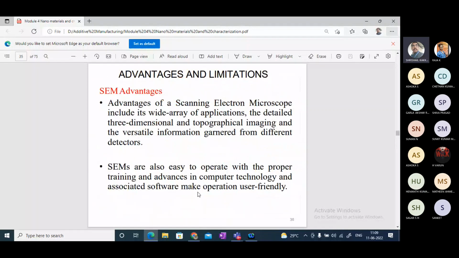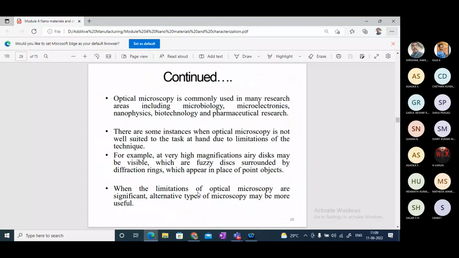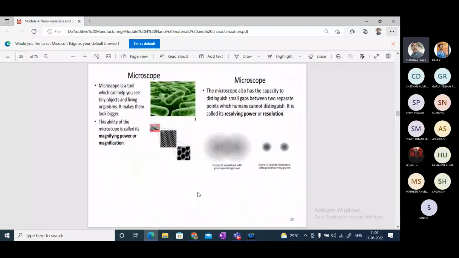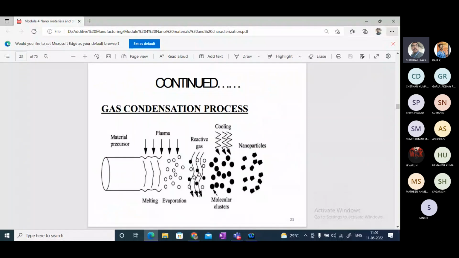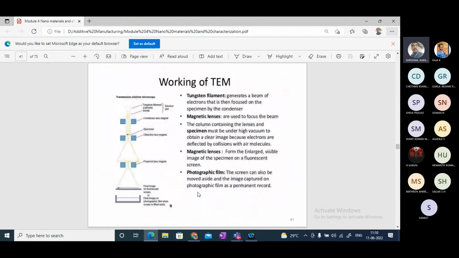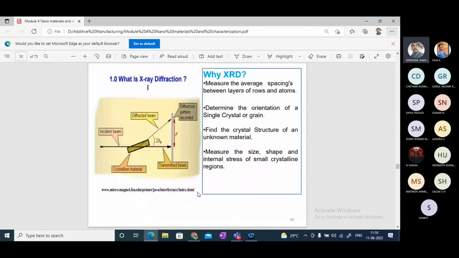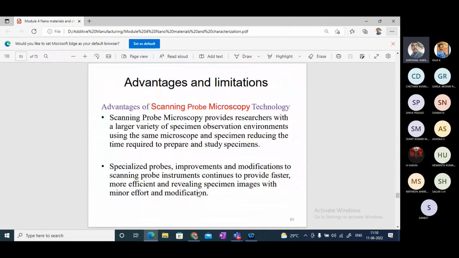Okay, and another one is SEM, scanning electron microscope. And another important one is the chemical vapor condensation process. Okay, and all these you have to remember. So my job has become very simple to show you. You need to go through all these and prepare yourself from the examination point of view.